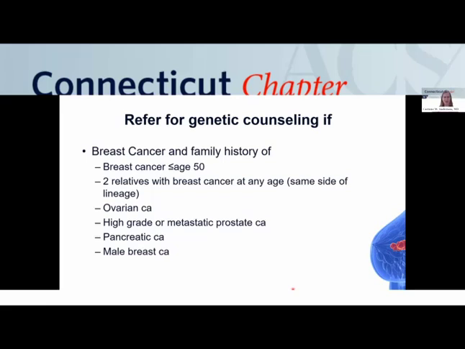In terms of family history, if you had breast cancer, and again, it's diagnosed at a young age, or you have breast cancer and a family member who's diagnosed at a young age. If you have a lot of family members with breast cancer, if you have a family history of ovarian cancer or high-grade metastatic prostate cancer, pancreatic cancer, or male breast cancer.